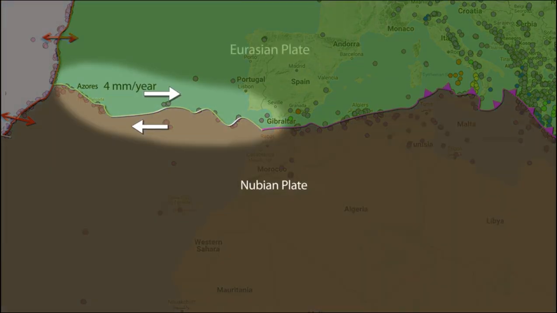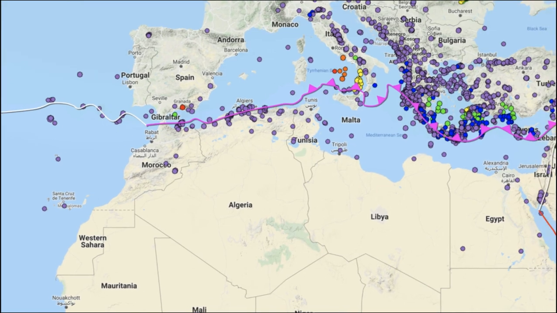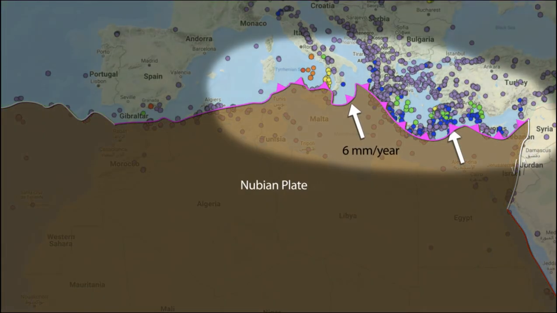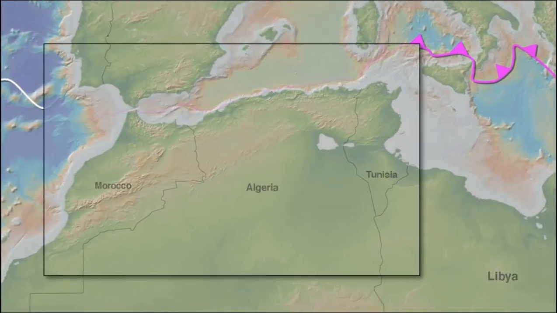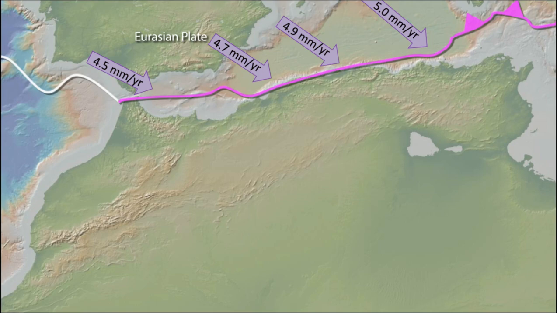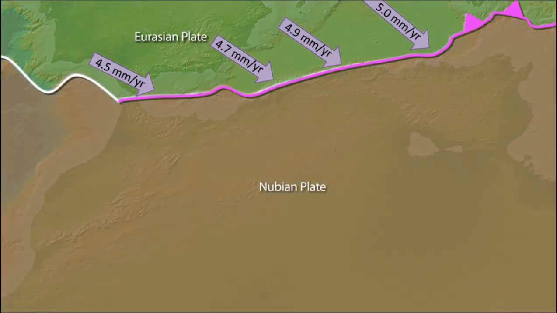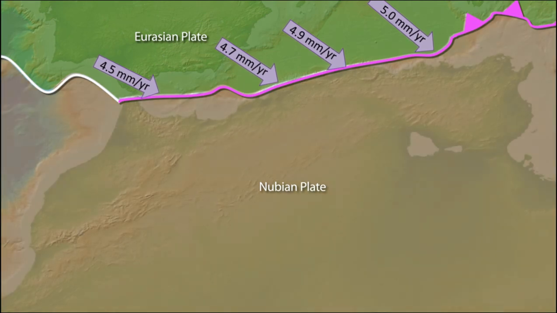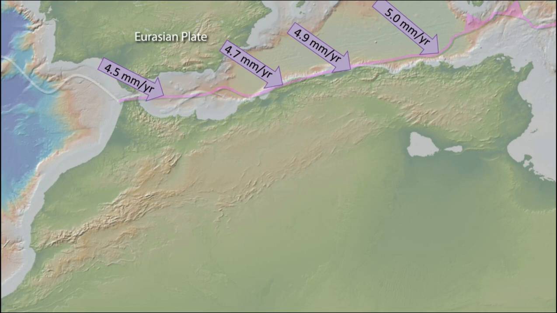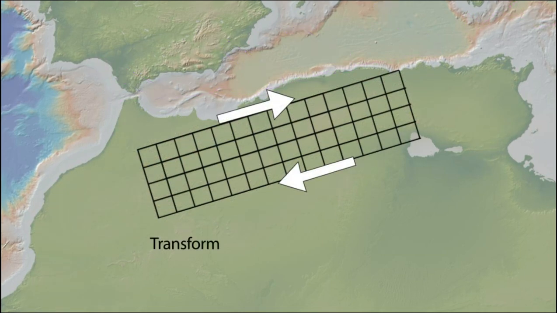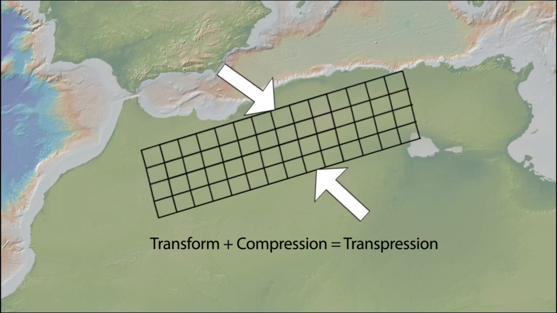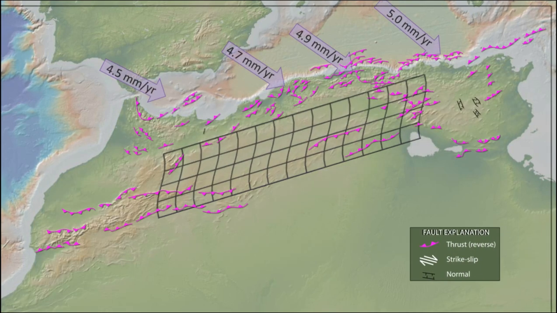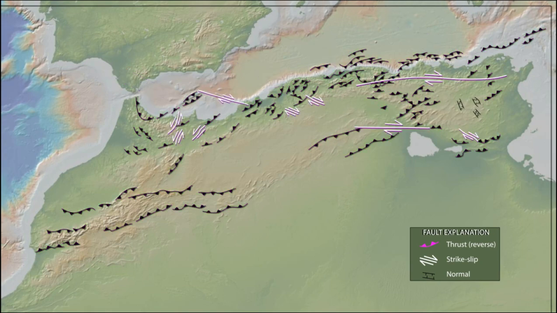The plate boundary from the Azores to west of Gibraltar is dominated by transform motion. In the eastern Mediterranean, the oceanic lithosphere of the Nubian plate subducts beneath southern Italy, Greece, and Turkey. Let's zoom in to examine the plate boundary in southern Iberia and northwest Africa. GPS observations show the Eurasian plate colliding with the Nubian plate at rates increasing from west to east. Resulting deformation across the Atlas Mountains is a combination of transform motion and compression, creating a zone of transpression. Resulting thrust faults are roughly parallel to the Atlas Mountains, with strike-slip faults cutting across that trend.